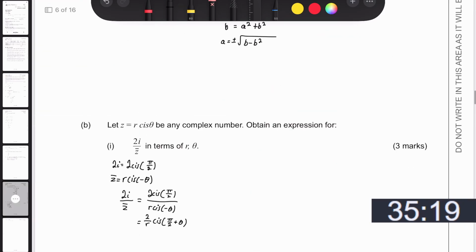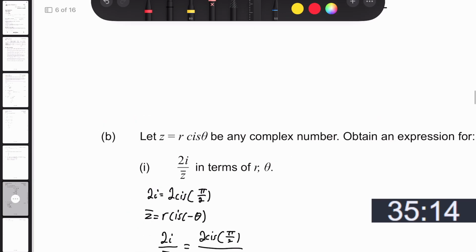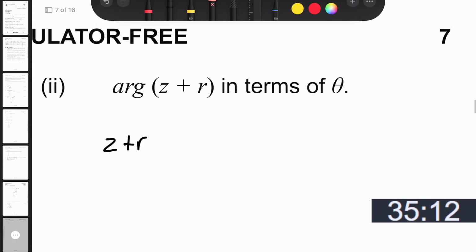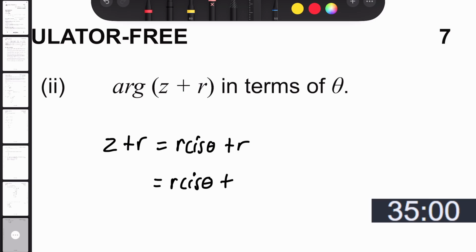So plus, argument of z plus r in terms of theta. z plus r. Let z equal r cis of theta. So this is going to be r cis of theta plus r in terms of theta. So this is going to be r cis of theta, and if r is just r, this has to be r cis of cosine of 0?